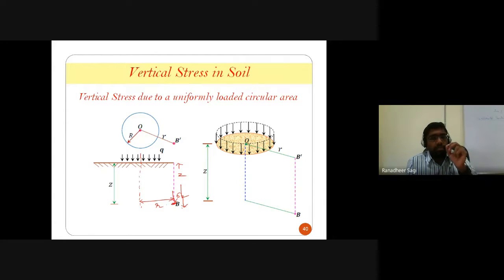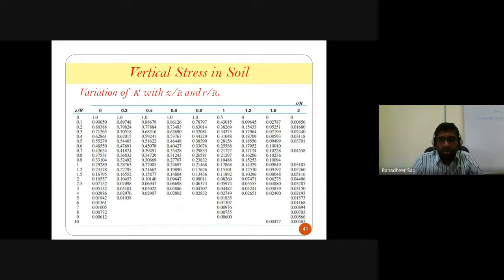So once the position of point B is known, at what depth it is there, and from the center of the loaded region, at what radial distance that point B is there, then you can now go on to make use of such standard tables which are available.